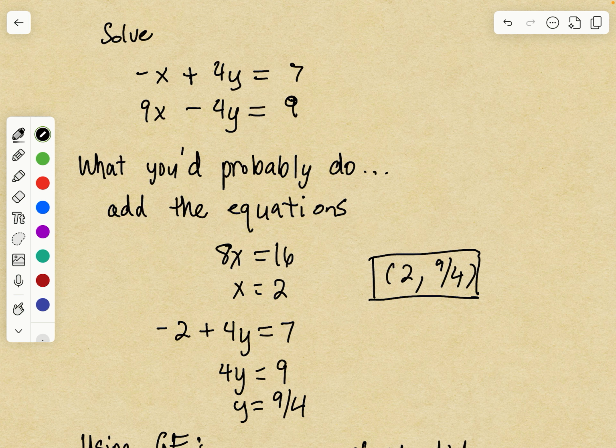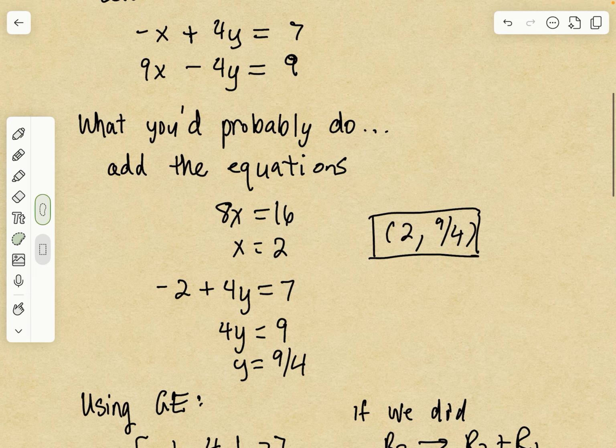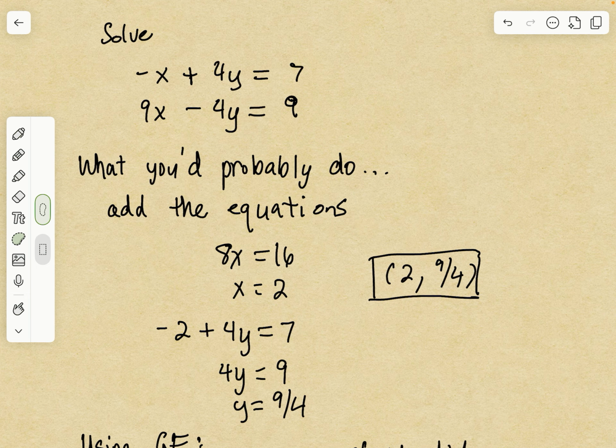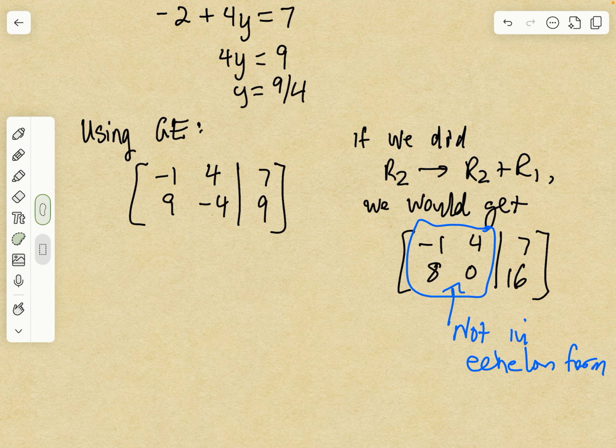Okay? This is something that I've noticed, that sometimes students, when they see something like this and they're asked to get the matrix into echelon form, will do this step because it's the natural kind of thing to do. If you had a system of equations and you wanted to solve it, you would just add them, and that would be something like replacing row 2 by row 2 plus row 1. But you don't get a matrix in echelon form that way. And the point of the algorithm is to get your coefficient matrix into echelon form.